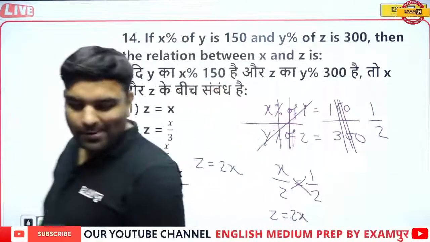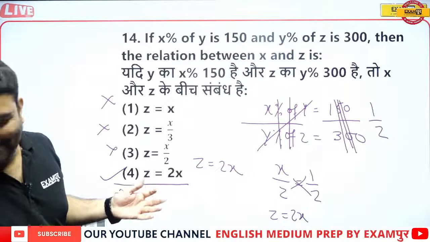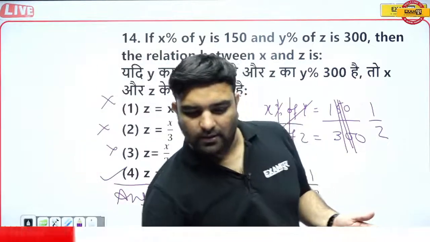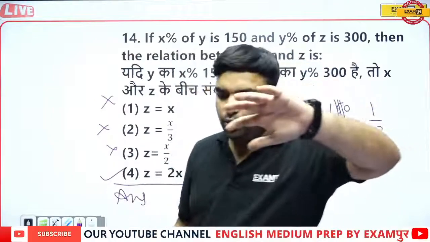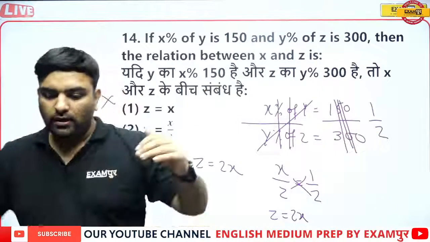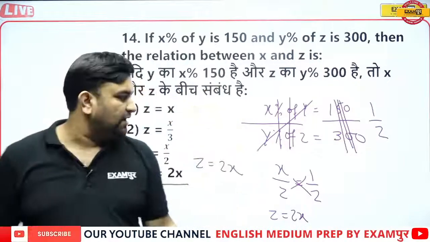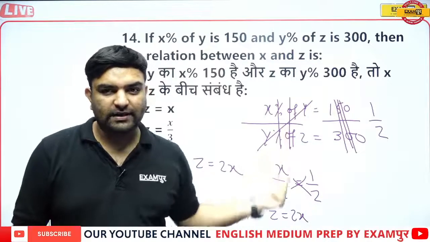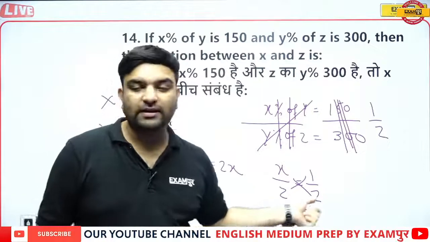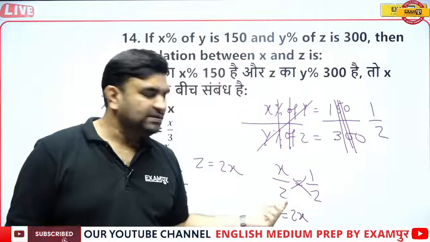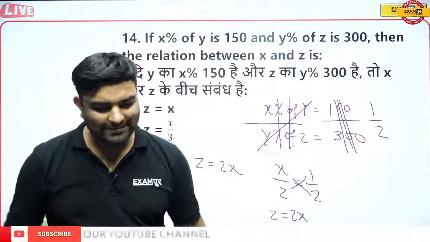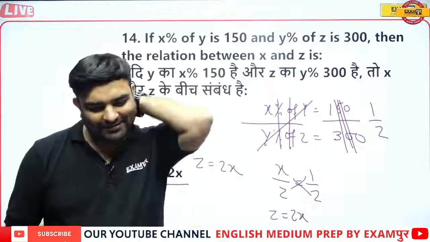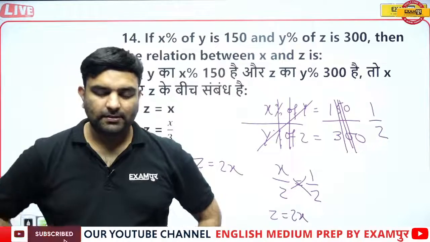X percent of y is known, y percent of z is known. I take up their division. Y has cancelled out, percentages cancel out. X upon z is equal to 1 by 2. You can say z is equal to 2x. Got it?